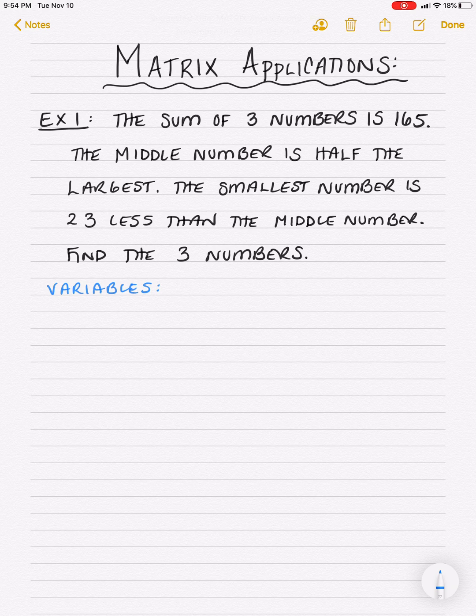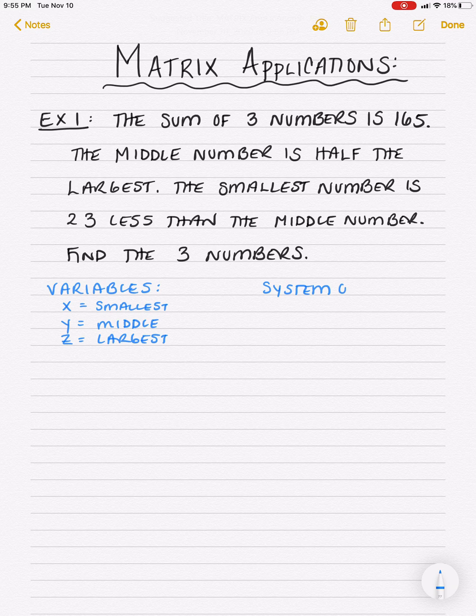This is where you're going to start. I want you to start by figuring out what your variables are. It's very difficult to write a system of three variables if you don't know what your variables are in the first place. Well, it says to find the three numbers. So what if we let the three numbers be represented by X, Y, and Z? And I can tell from the language of the problem that one of the numbers is going to be the smallest, one is going to be the middle number, and one is going to be the largest.